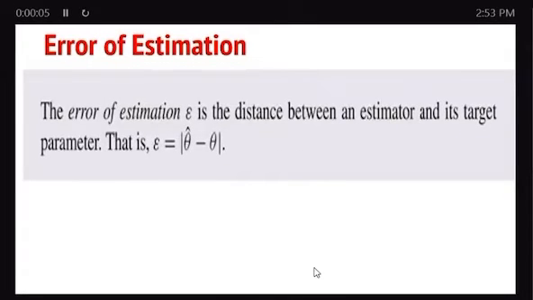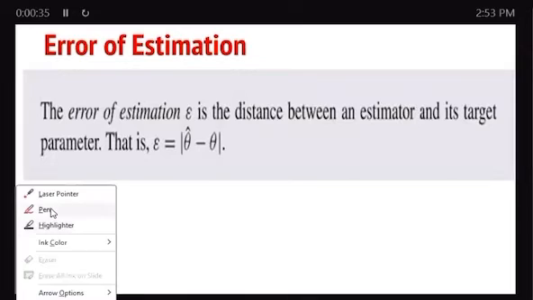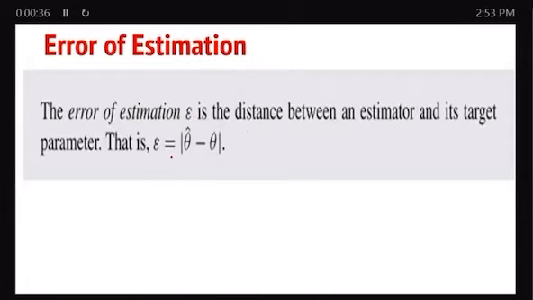Okay, now I want to go into error of estimation. By error of estimation, we're just trying to appreciate the fact that there's going to be a distance between an estimator and its target. There's always going to be a distance. We're going to denote that distance. The error could be negative or positive, right? And that is the reason why we are actually using the absolute difference, because it could go the other way.